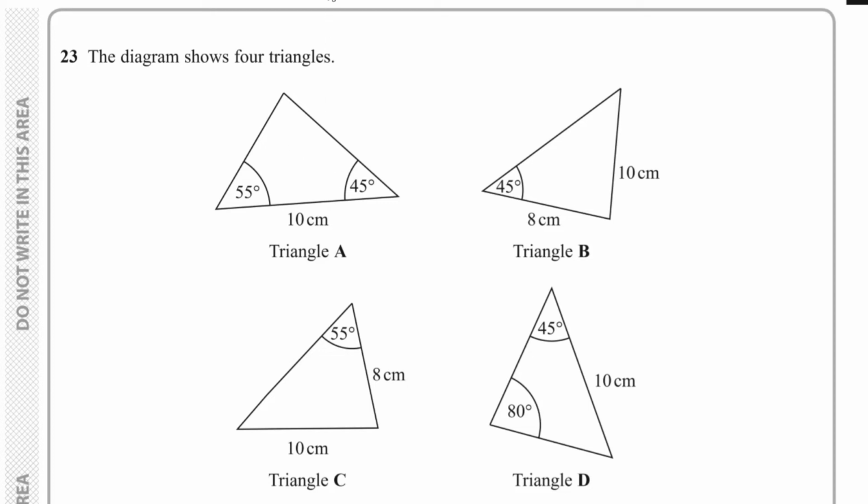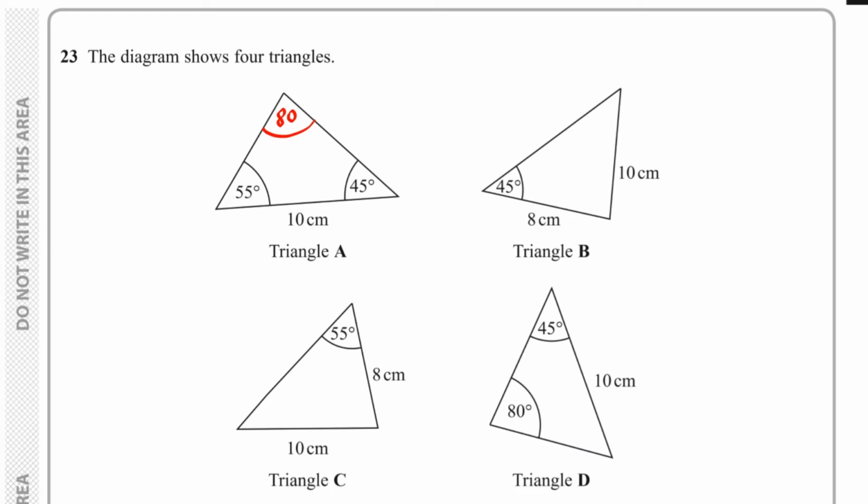What we can do over here is find out this missing angle. 180 take away 55 take away 45, that's 100. So here we get 80. Of course that makes sense. Here 45 plus 55, that's 100, plus the 80, that gives 180. And the missing angle here is 55.